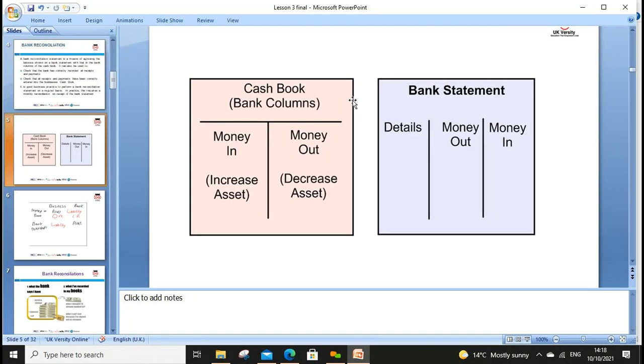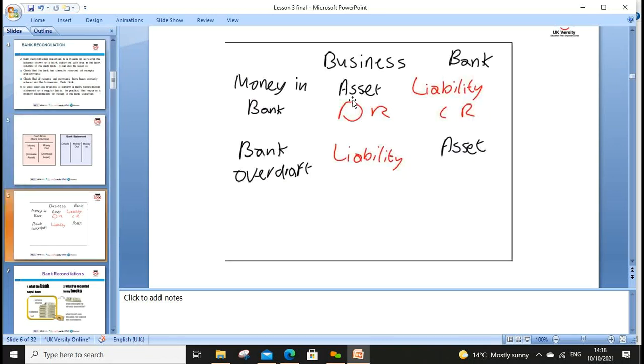When you receive the bank statement, you will see the money in and out. Money in increases the asset in the cash book. The bank does a credit and we do a debit. So we do a debit and the bank does a credit in their statement. For money out, the bank does a debit and we do a credit in the cash book. So for the business, money in is an asset, but for the bank it is a liability, because it is not their own money, it is the client's money.